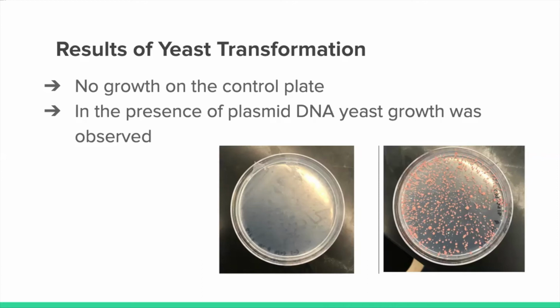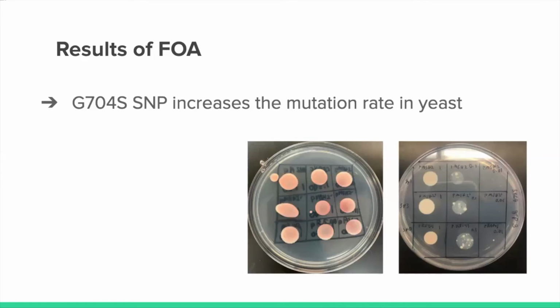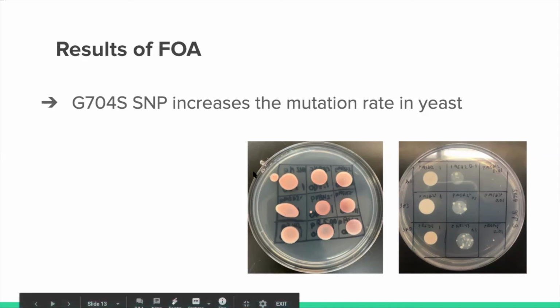All right, so next we have the results of the FOA. The objective here was to measure and compare the mutation rate of yeast carrying all three plasmids using the FOA assay. The independent variable here is the FOA, and the control is the plate lacking histidine, tryptophan, and uracil, and the dependent variable is the mutation rate. On the left, we can see the image of the plate that did not have the FOA on it, and on the right is the image of the plate that did have FOA.